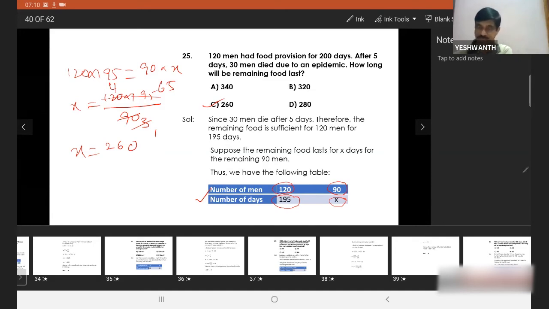See, once again, I repeat, children, if 120 men would have been there, then the food would have lasted for 195 days because 5 days you remove. But what happened? The number of men is only 90 now. So for how many days will that food last? These 90 men, the remaining food. So that remaining part we have done this way. Okay. Let us go to the next question.